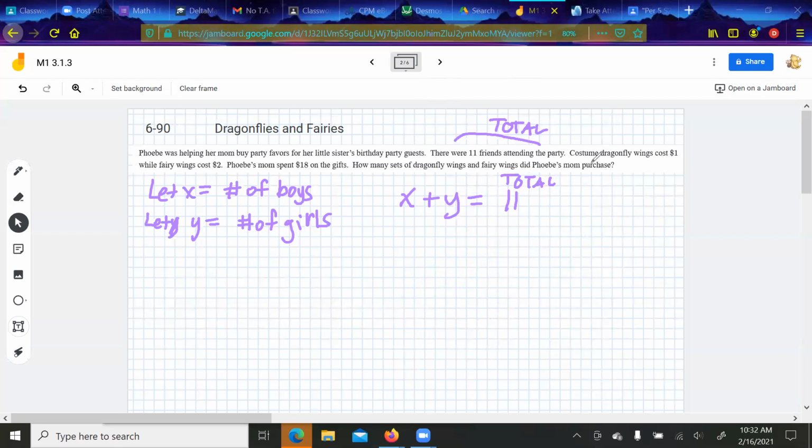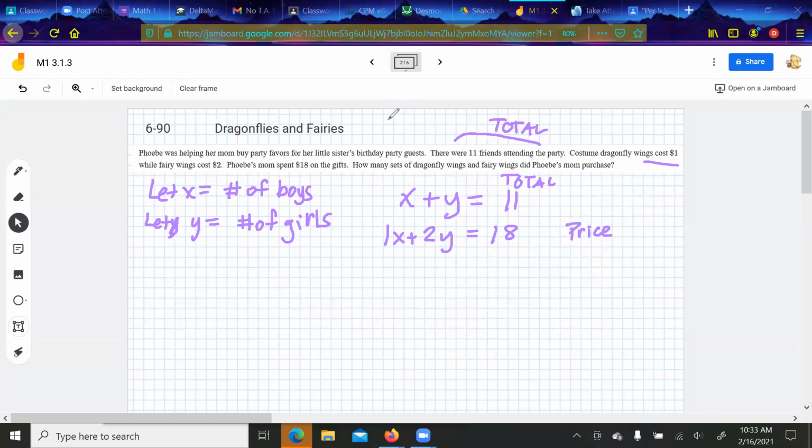All right, now we have price, money. We have a money equation, right? The dragonfly wings cost how much? $1. So those are for the boys, so 1x. And then the other wings, the fairy wings, cost $2. So that's plus 2y equals, and then how much do they spend total? Again, the total is always on the right. She spends $18 total, right?